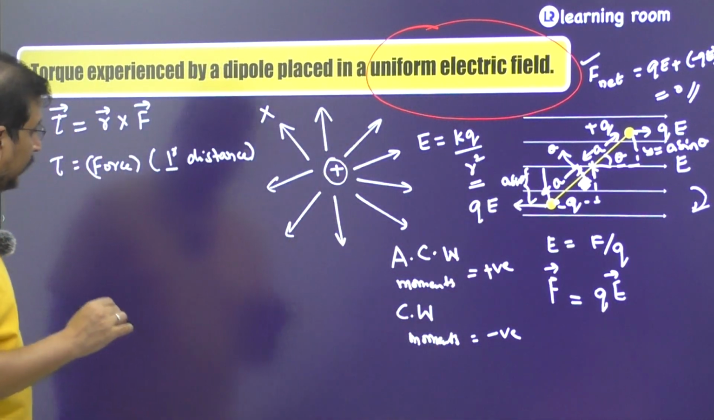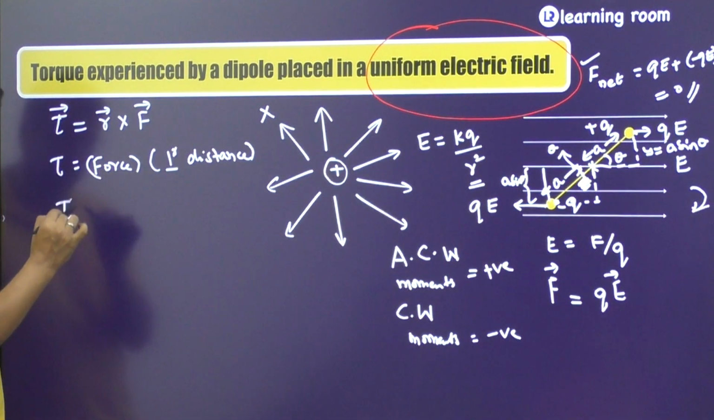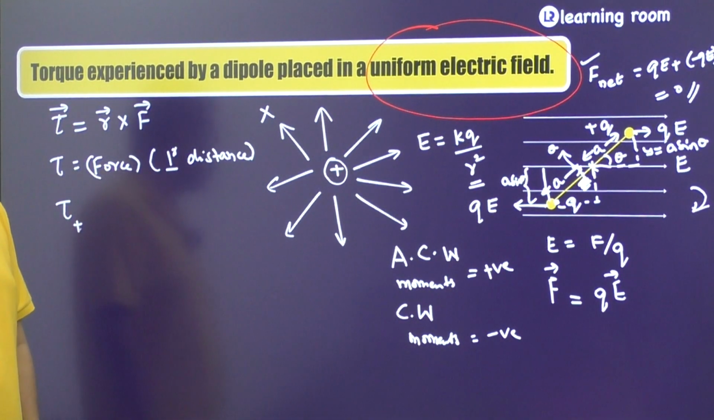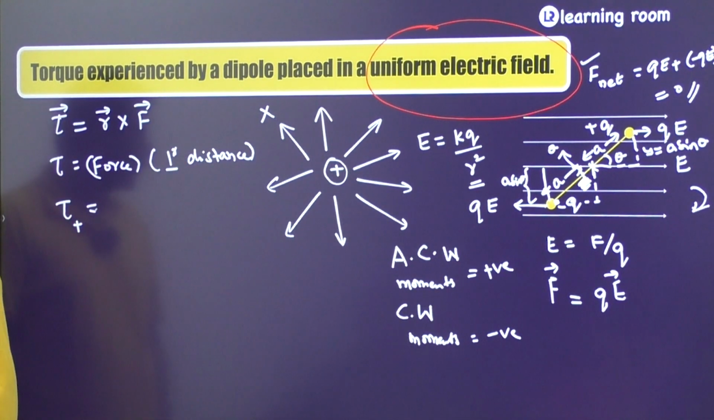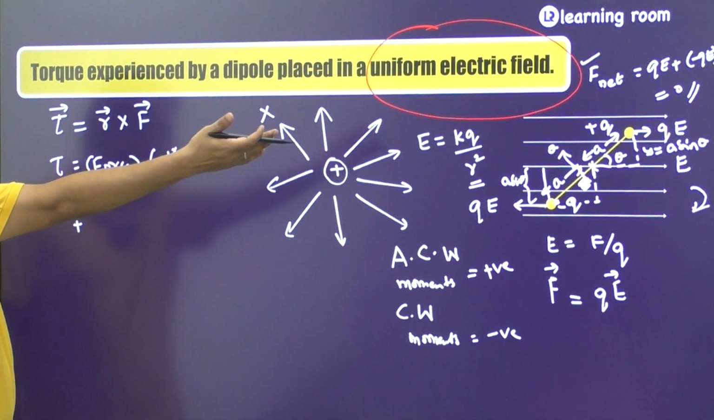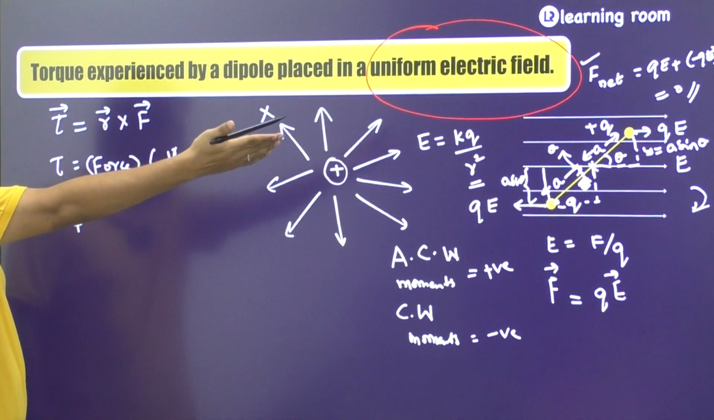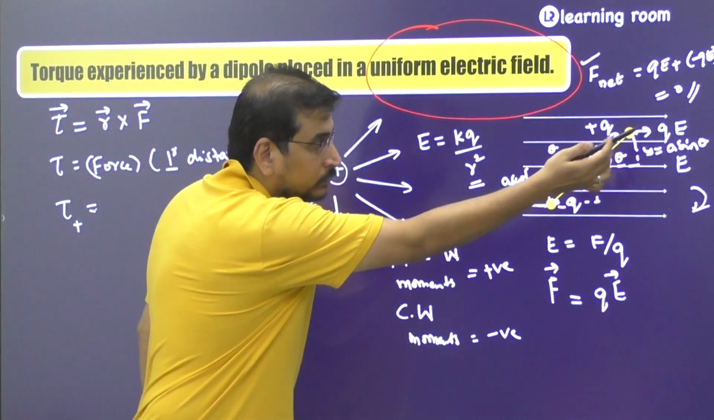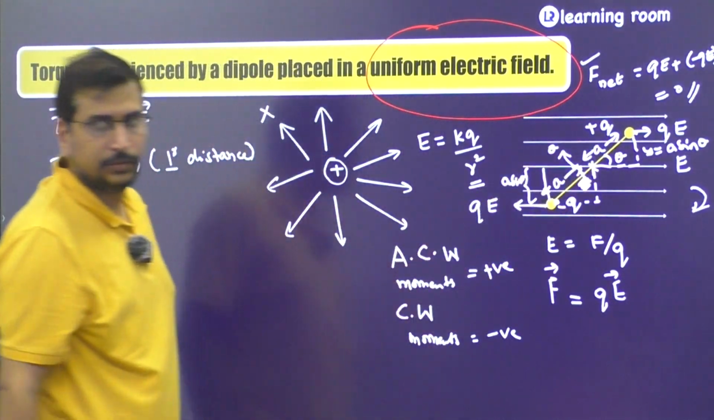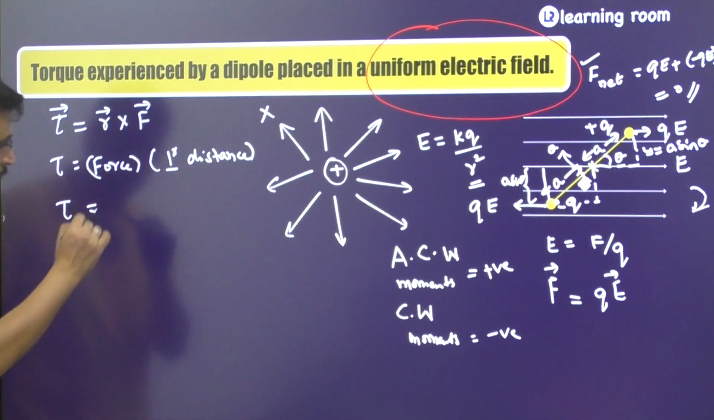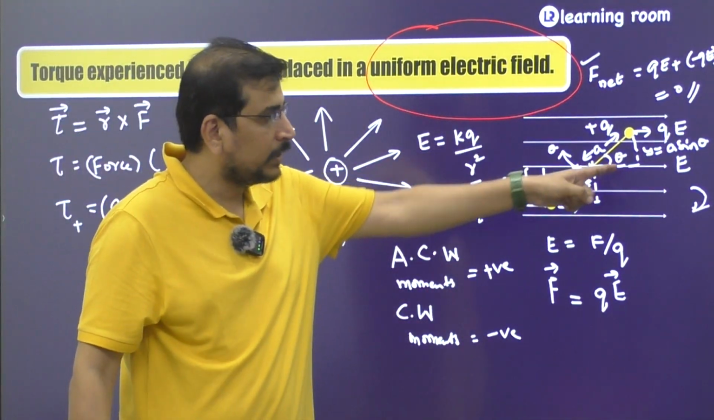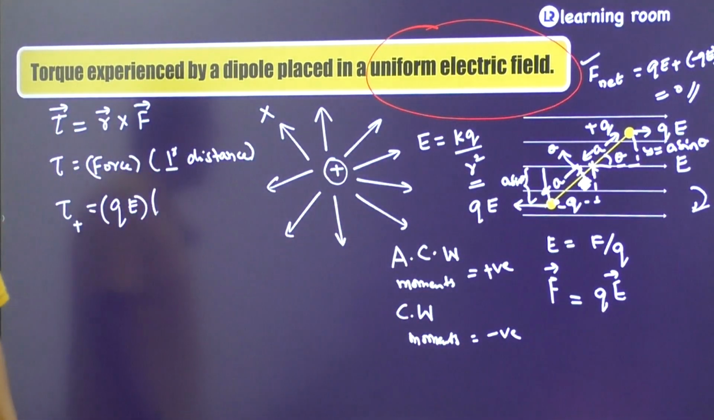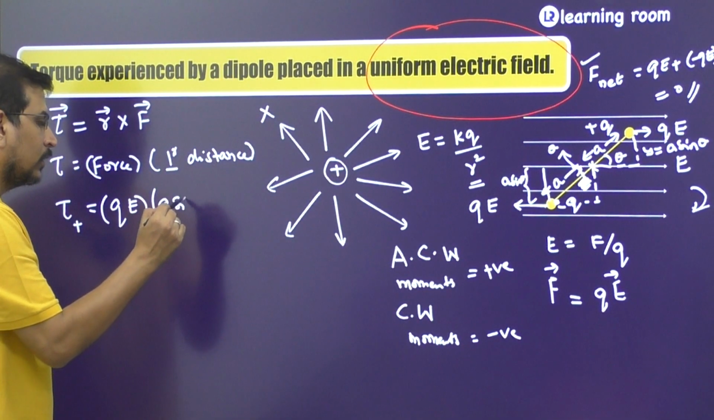Now listen to this carefully. If I use this formula, the torque experienced by the positive charge is how much? How much is the force acting on it? You have the answer there. I wrote it. Connect the dots. F is equal to QE into what is the perpendicular distance from here to the axis of rotation? A sin theta. That's it.